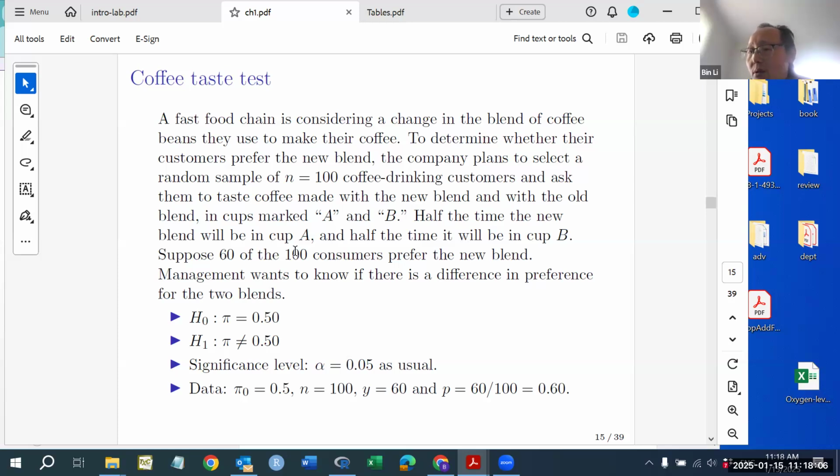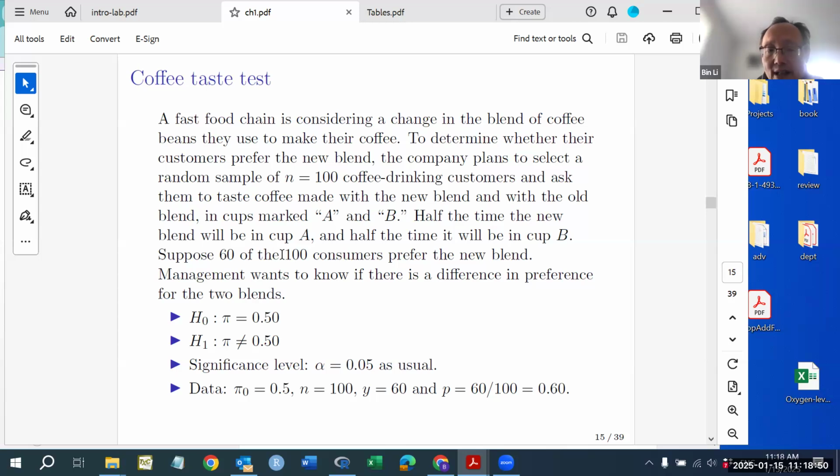It's a binomial process. Why? Because here we have 100 trials, right? And here we assume that the old blend and new blend have the same chance to be liked by the customers. So here, the null hypothesis is pi equals 0.5, and pi is the probability that the customer likes the new blend. And the alternative is pi not equal to 0.5.